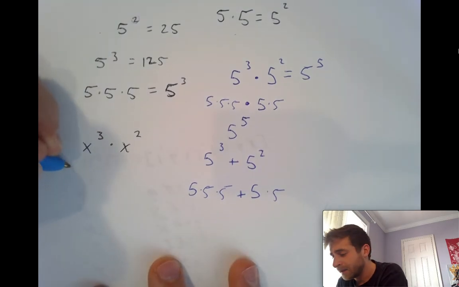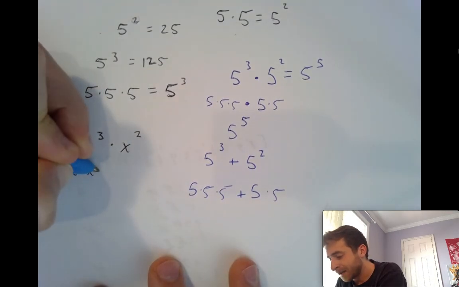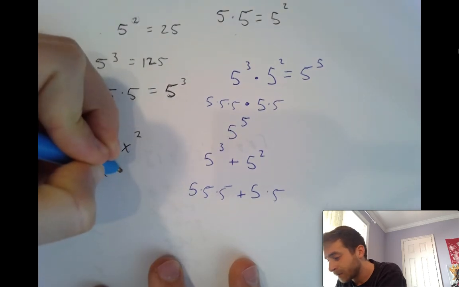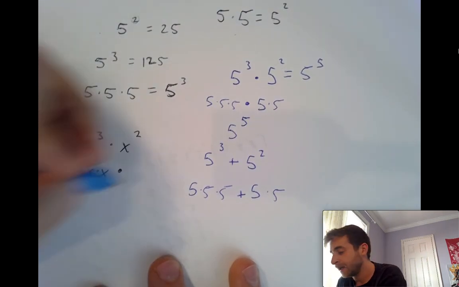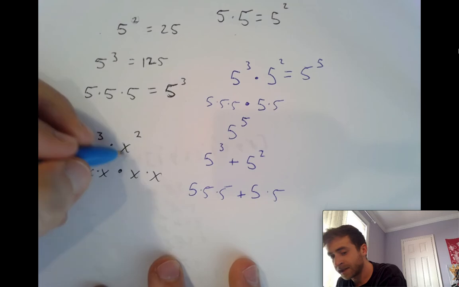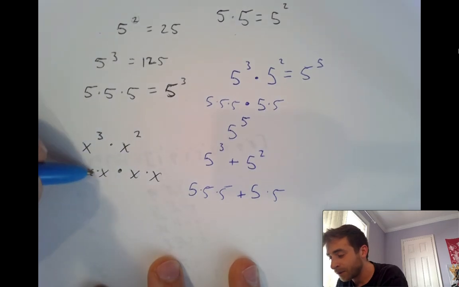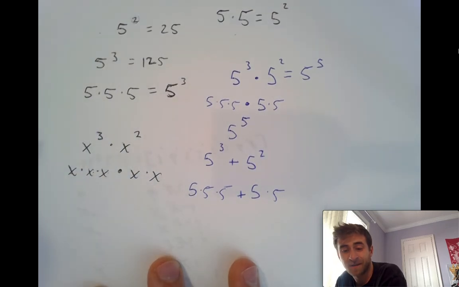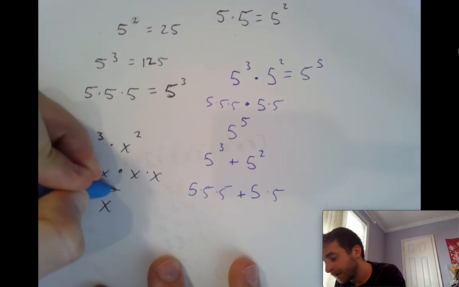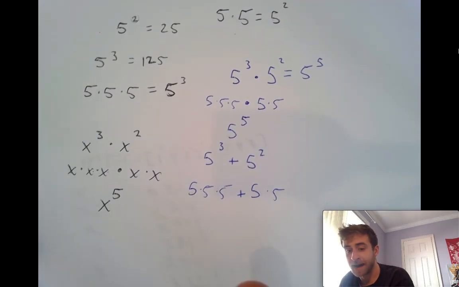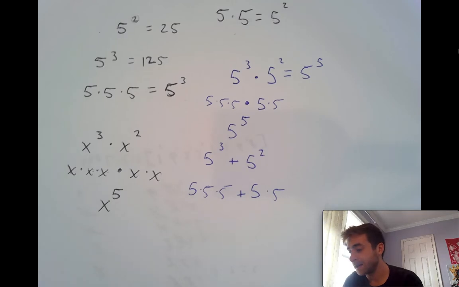But I can do x to the power of 3 is x times x times x. And then I have this multiplication between the two terms. And then I have x times x because that's x squared. This becomes 1, 2, 3, 4, 5 x's times itself 5 times. X to the power of 5. That's it.